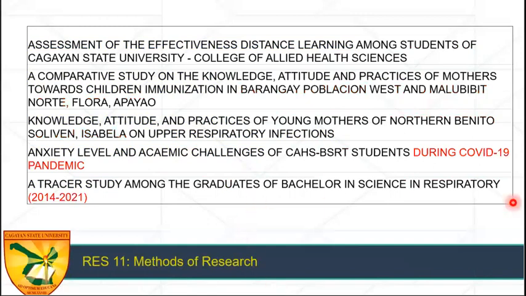So this one is when. So the same as when you are crafting your research problem, if only it is applicable. Like this one, for the fourth one, the anxiety level and academic challenges of CAS-BSRT students during COVID-19 pandemic. And for the tracer study, it's between 2014 to 2021.